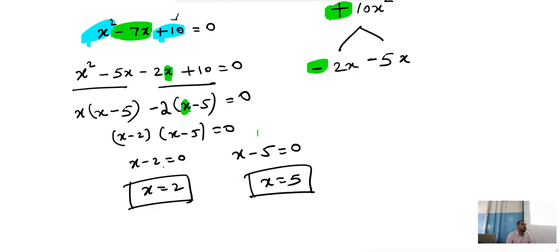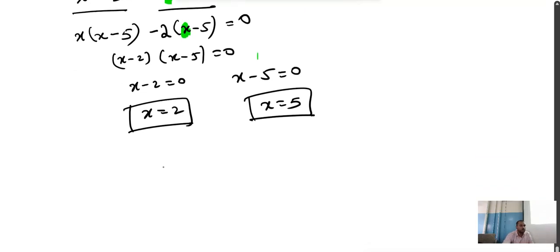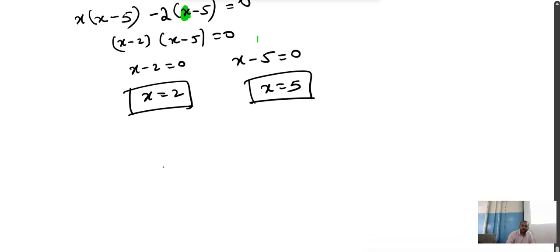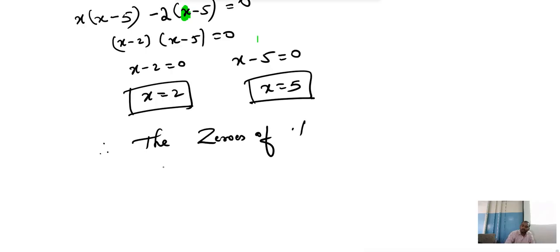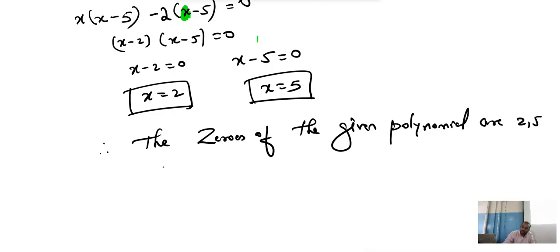Now these are the two zeros. What are these? These are the two zeros. Now we have to tell that, therefore, the zeros of the given polynomial are 2, 5.